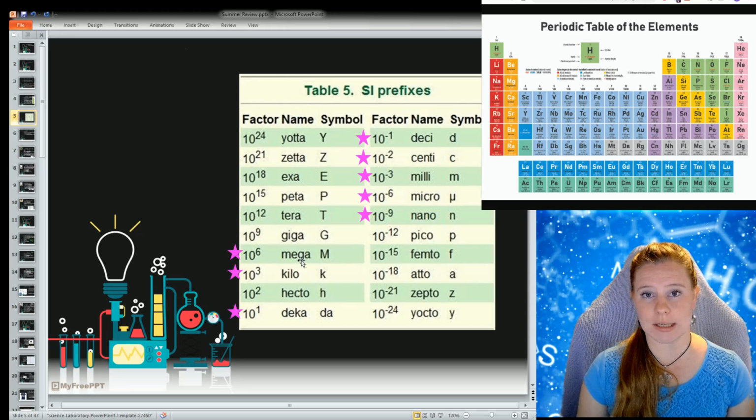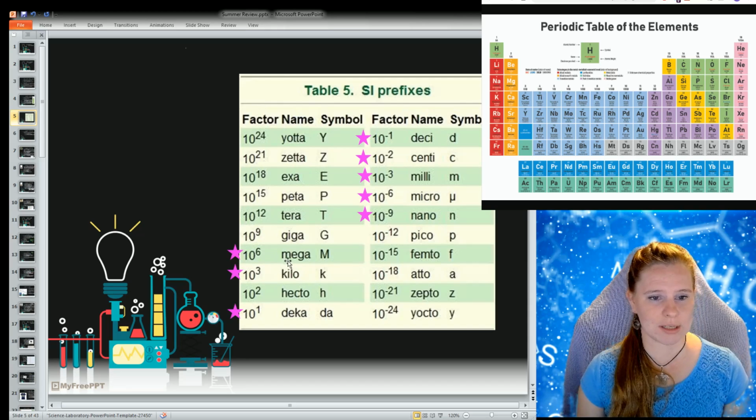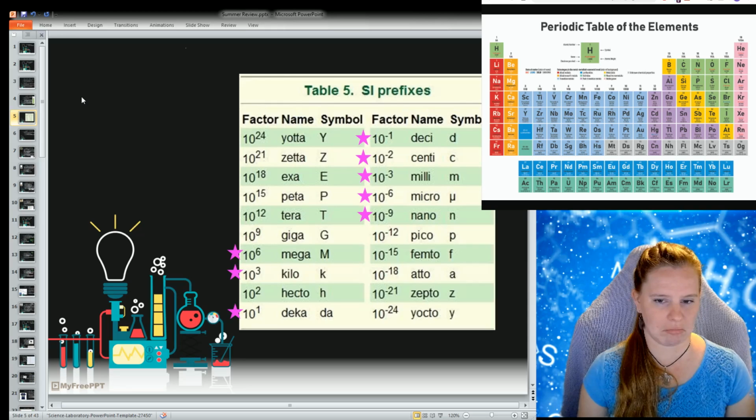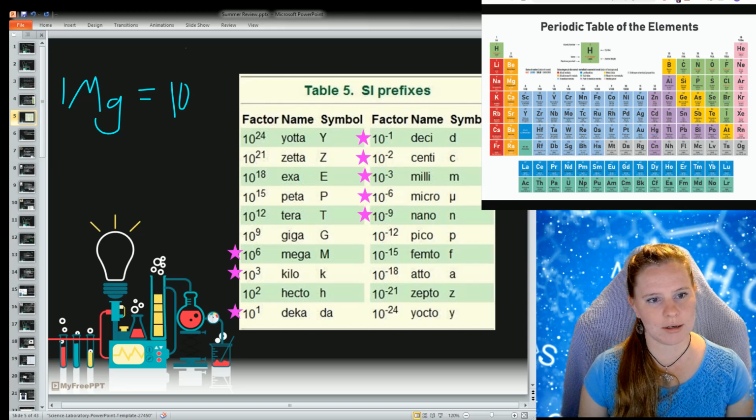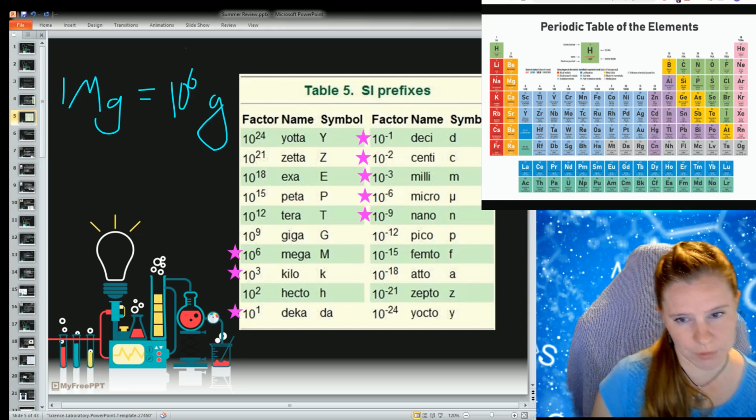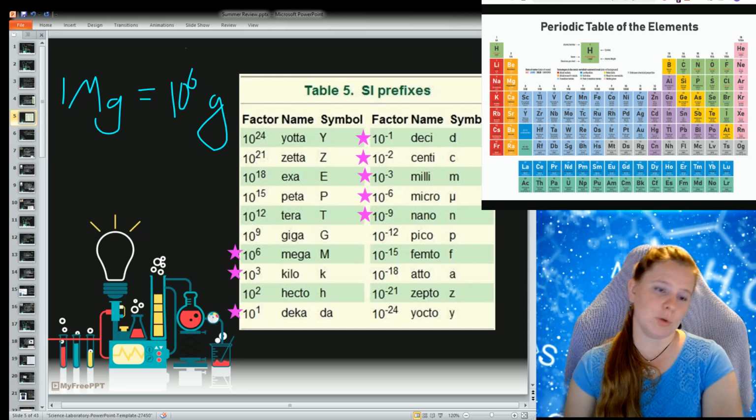Okay, so 10 to the 6 is mega. How do we use that? Well, what this means is this is put in terms of the base unit. So how you would read this is if you have mega, let's just take grams. Okay, so you have megagram here. If you had 1 megagram, that would be equal to 10 to the 6th grams. So that's where that 10 to the 6th number comes from. You can flip it if you want.